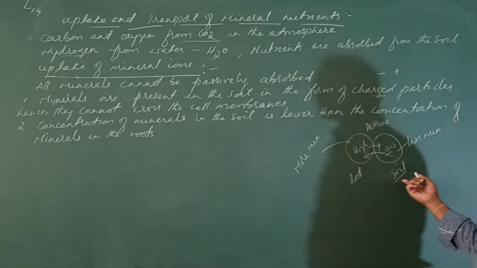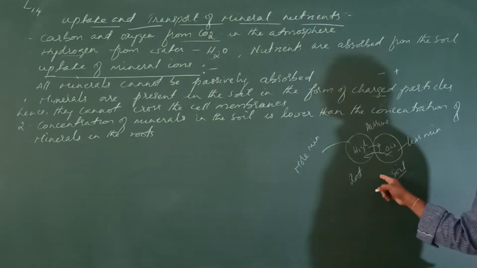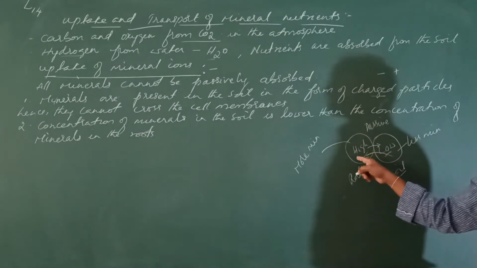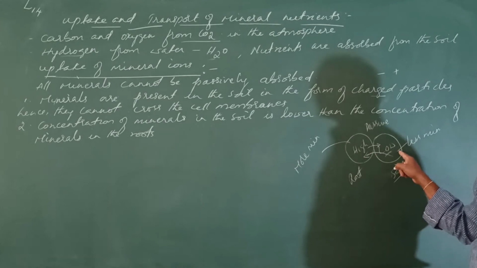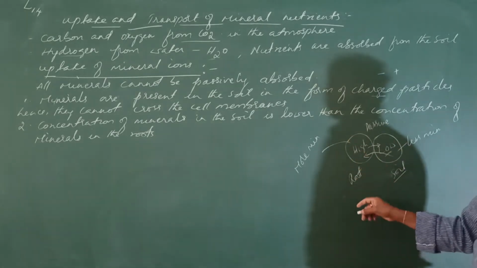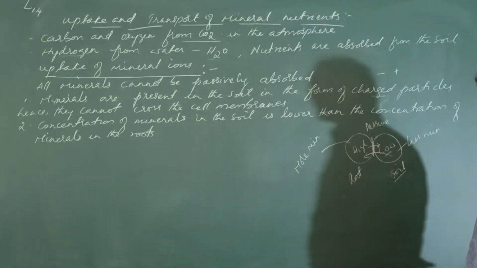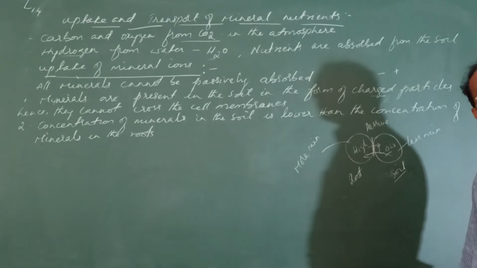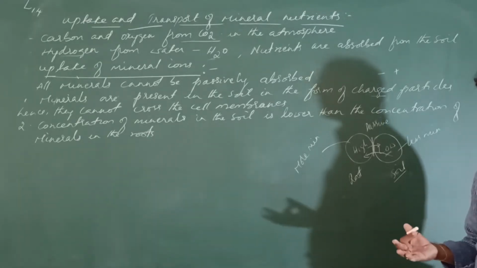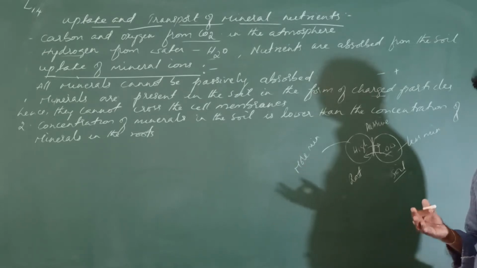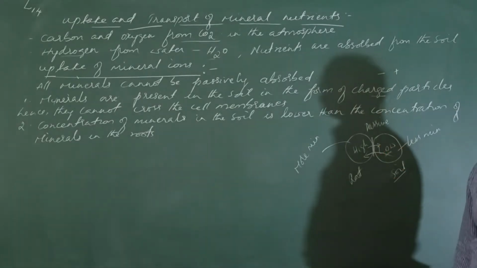Passive absorption won't work here. That is why active absorption takes place, by using energy against the concentration gradient. From low to high, the molecules are transported. So against the concentration gradient, the molecule should cross the membrane. Here the membrane is present, and these ions are in the charged form. How are they carried? There are some special proteins present on the membrane. By using the energy ATP, they can transport these ions into the root from the soil.